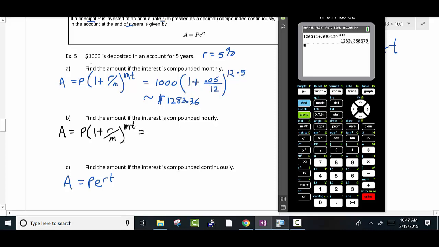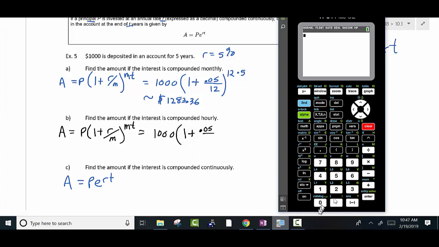We're still starting with the $1,000, so we'll have $1,000. Then it's still the interest rate of 5%, so that would be 0.05. Now it's hourly. You can figure out that number pretty easily in your head. There's 365 days in a year, and there are 24 hours in a day. So we're going to use that number right there, 8,760.